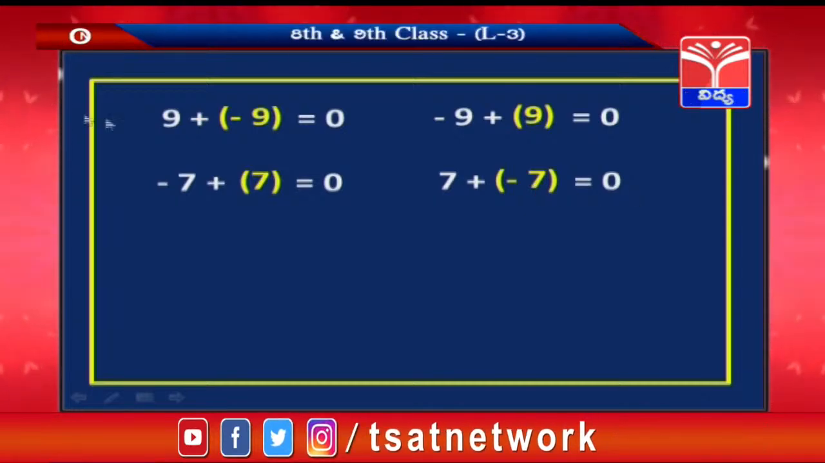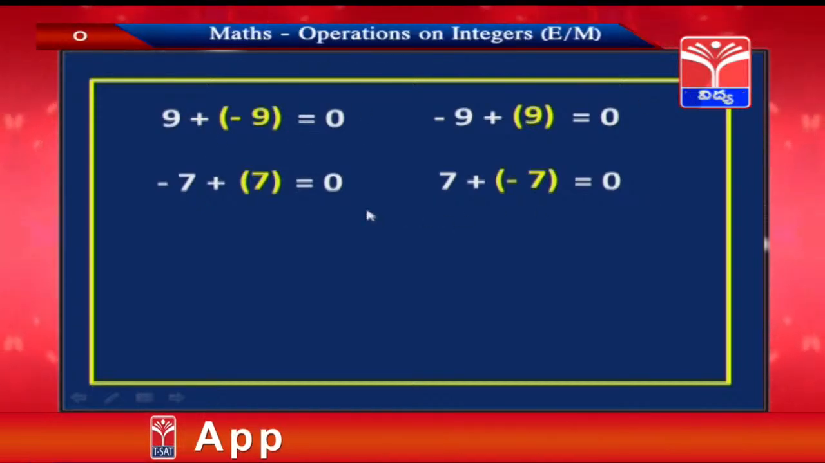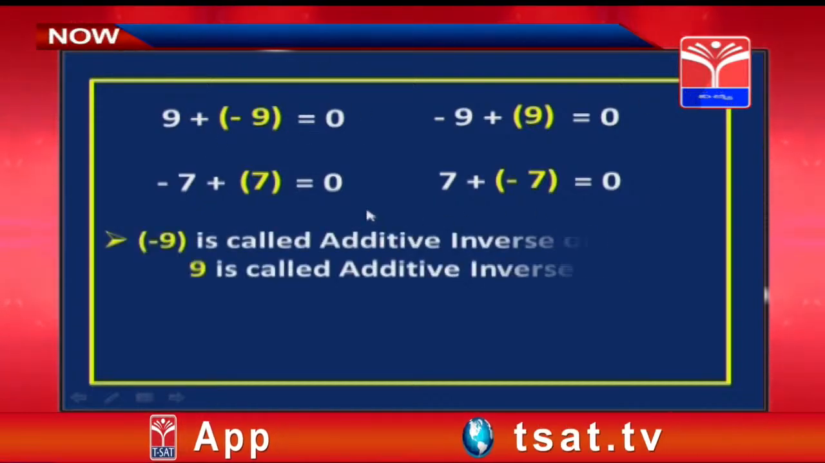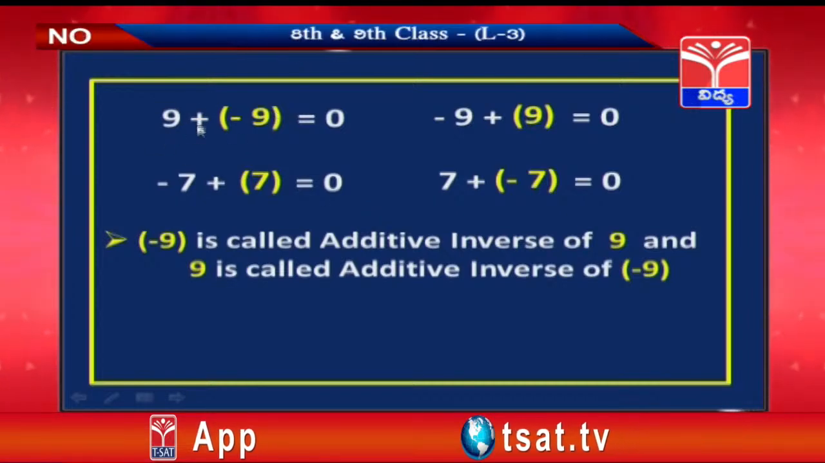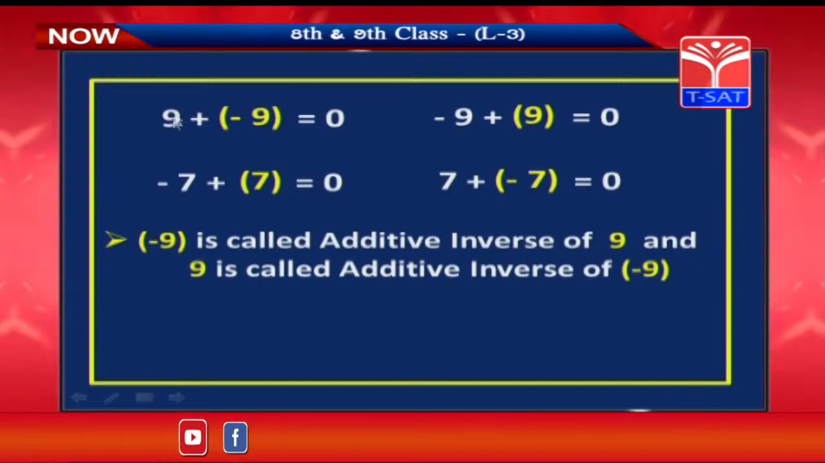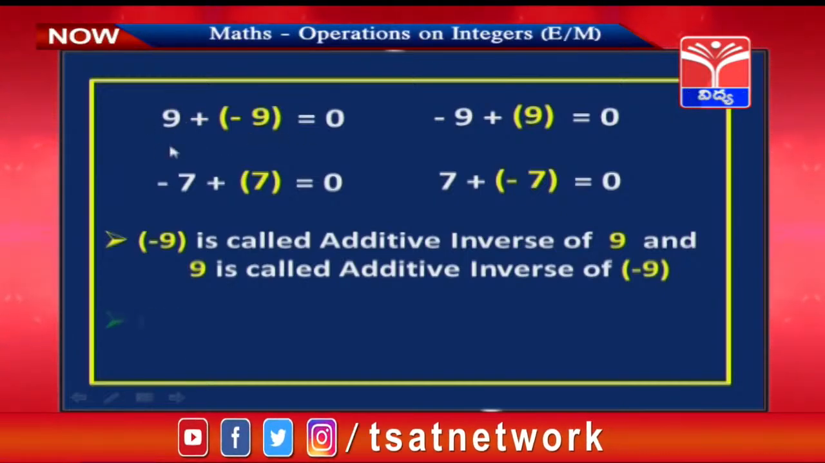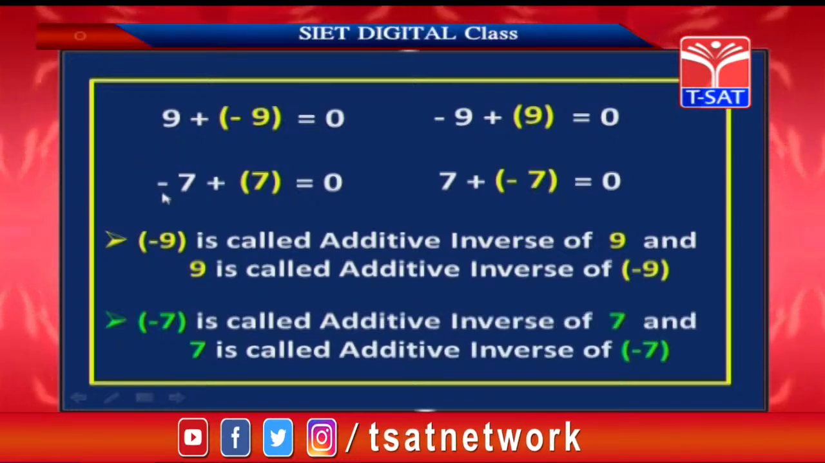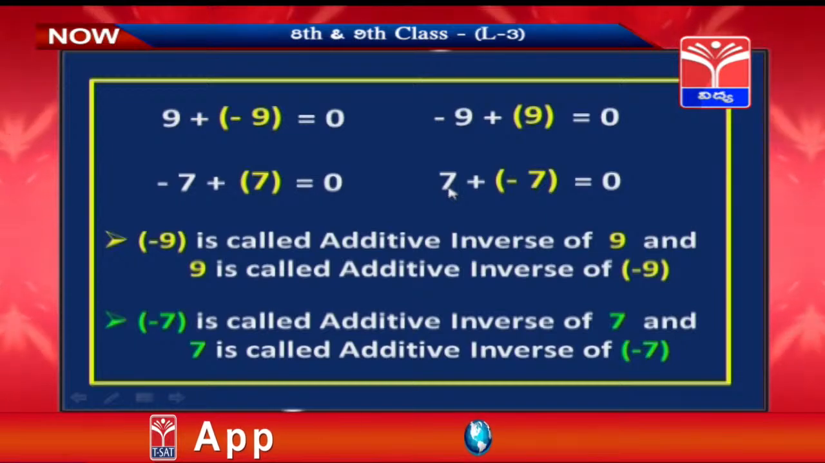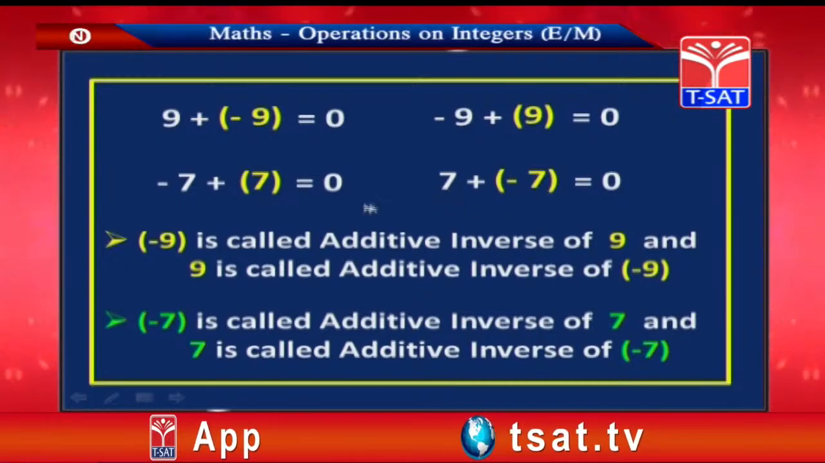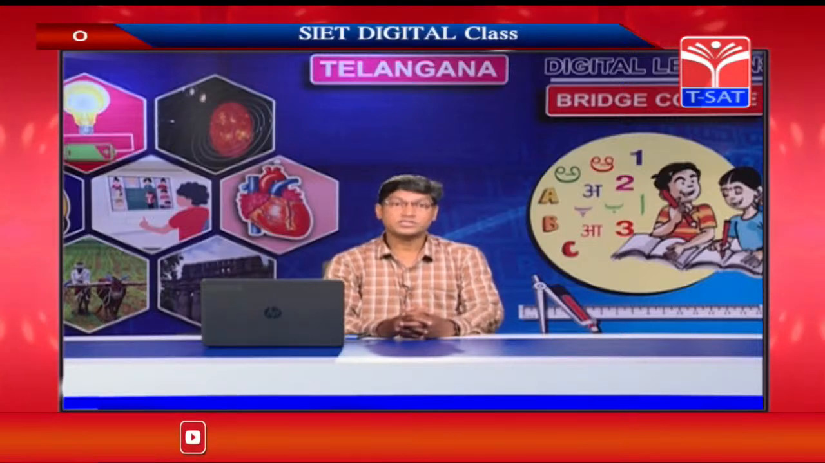So here children, if you notice, when we are adding these two numbers, we are always getting the resultant as 0, isn't it? So here this minus 9 is called the additive inverse of 9. Similarly, this 9 is called additive inverse of minus 9. Likewise, I can say minus 7 is additive inverse of plus 7 and plus 7 is additive inverse of minus 7. So children, let us see what actually additive inverse states.